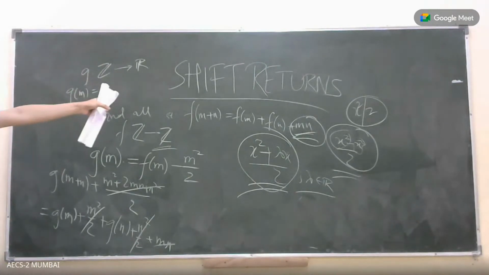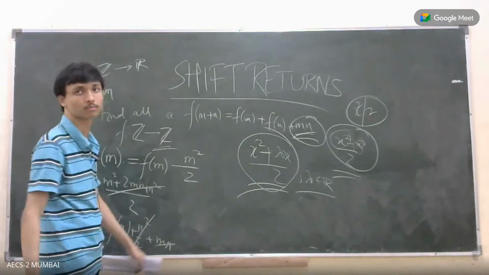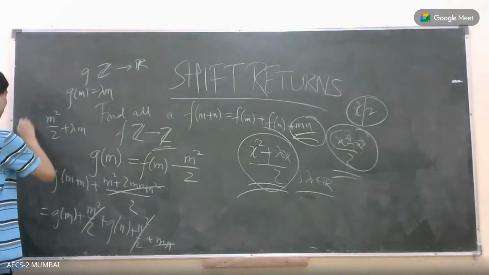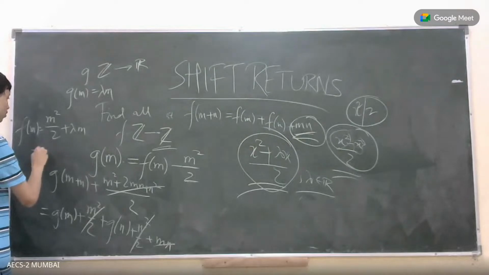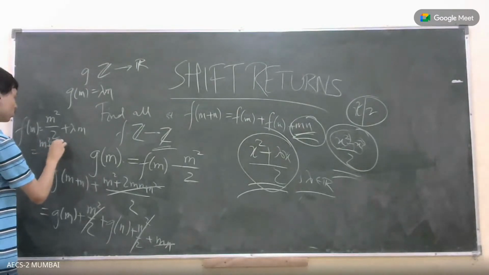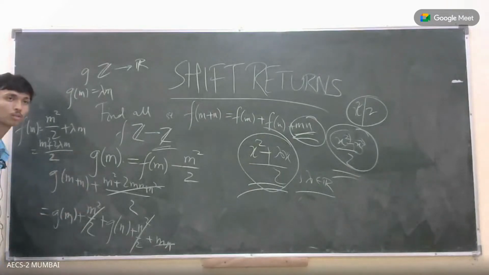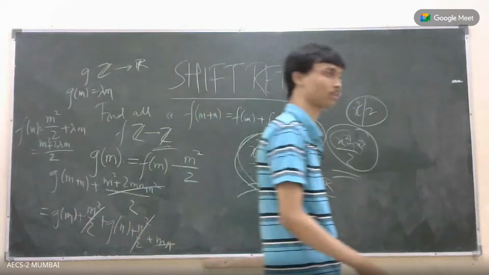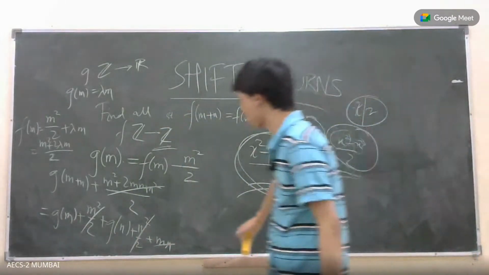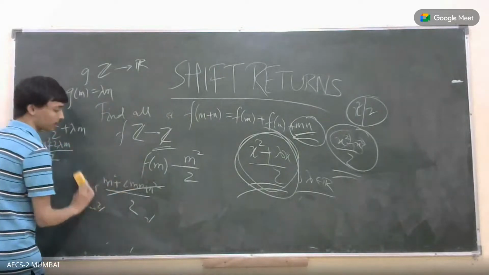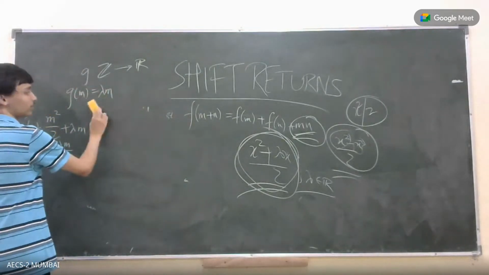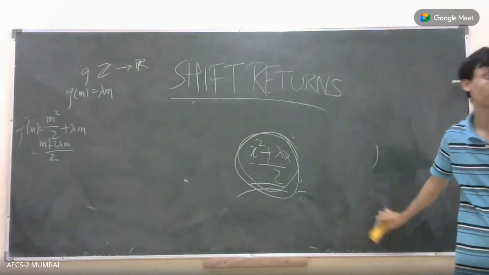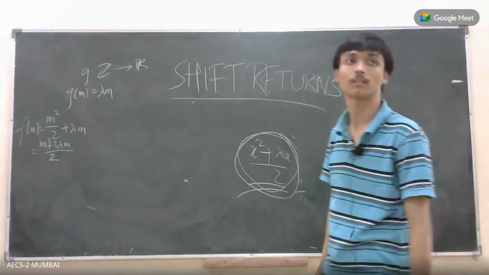So if Gm equal to lambda, then what is Fm? M square by 2 plus lambda. Basically M square plus 2 lambda m by 2. So note that you have already proved this. So was this question clear? Was this whole proof clear?